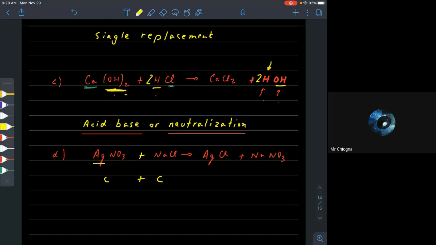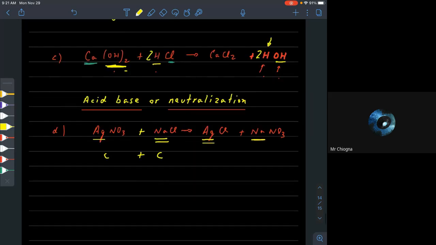The silver, the Ag, trades places with the sodium. See that? The silver is now replaced with the sodium next to the NO3. Similarly, the sodium has switched places with the silver, so the silver is now next to the chloride. So yes, it's double replacement. Two elements have been replaced. So it's double replacement. Two metals have been replaced.